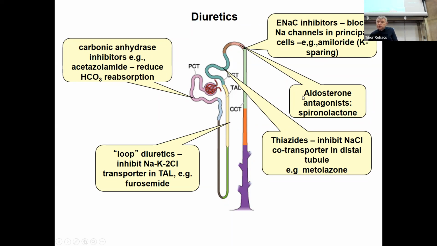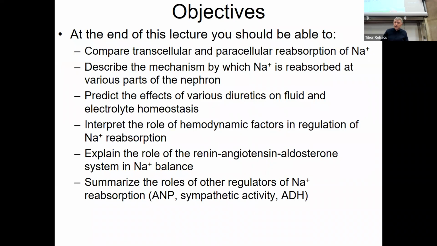What I did not mention is you can also use antagonists of aldosterone. One of them is spironolactone, which has very similar effects to amiloride, because instead of blocking the channel directly, they block the effect of aldosterone, and the effects of amiloride and spironolactone are quite similar for this reason.